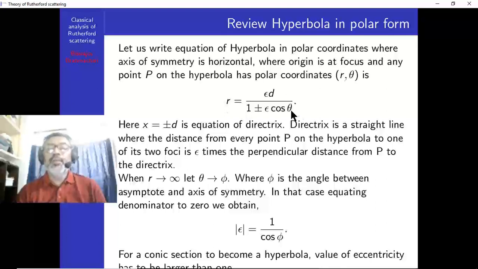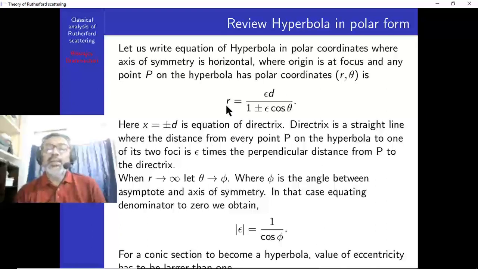That means if you have a point P on the hyperbola, then that point will be described in polar coordinates in terms of r and theta. And r and theta will satisfy this equation. And d is a parameter defined by the fact that x equal to plus minus d is the equation of the directrix.